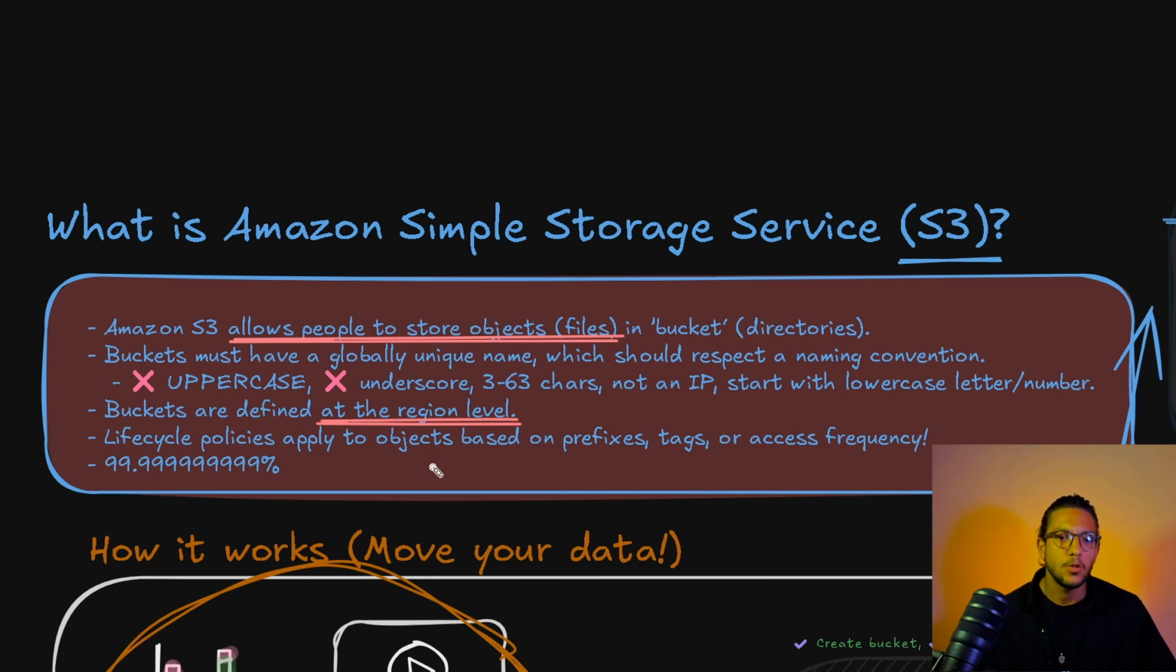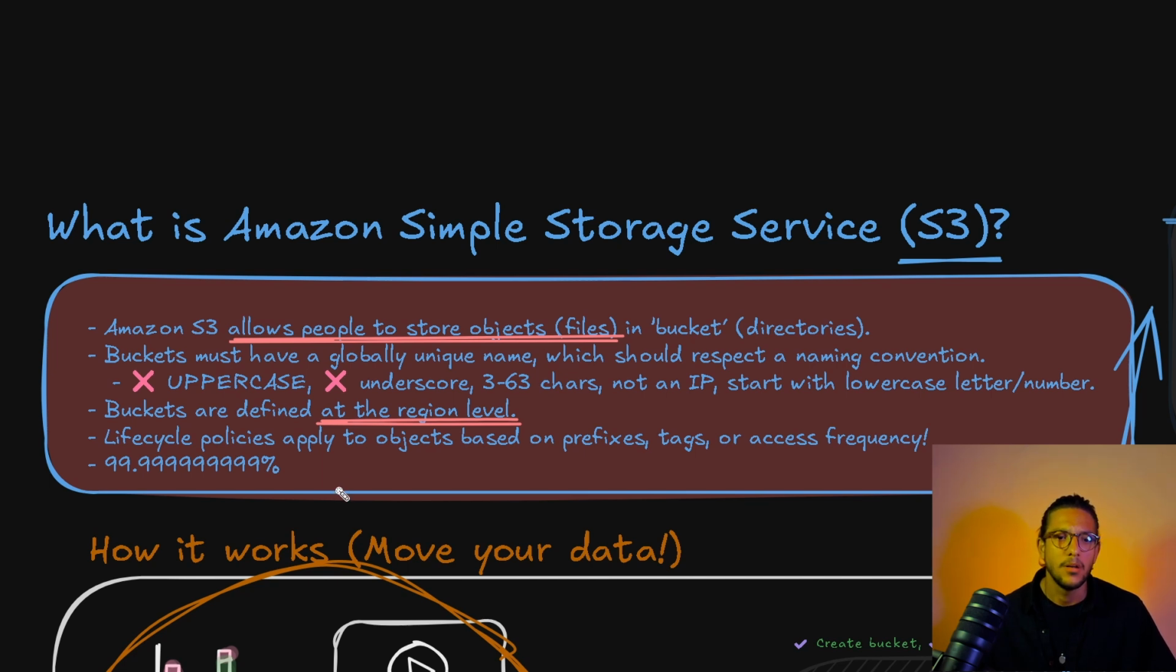S3 also has lifecycle policies. Think of it as setting up auto cleanup for your files. You can tell S3 to move older files to cheaper storage or delete temporary files automatically after a certain time. Plus, S3 keeps your data safe by storing copies in multiple locations. So even if one of those data centers has problems, your files are still safe and accessible.